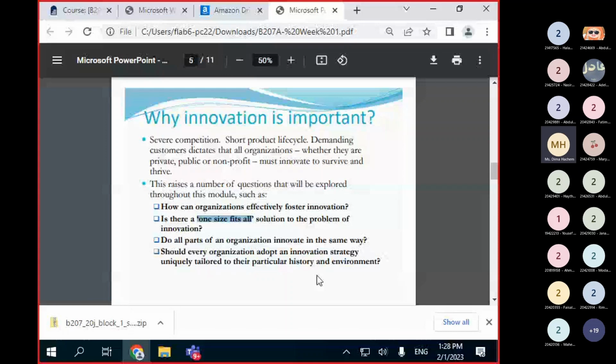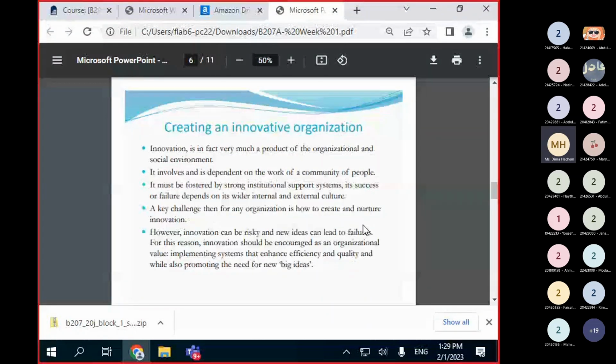Do all parts of an organization innovate in the same way? Okay. Does marketing innovate the same way as operations, the same way as human resources? No, of course, it depends on where we are and what our job is in innovation. Okay, is it clear so far?